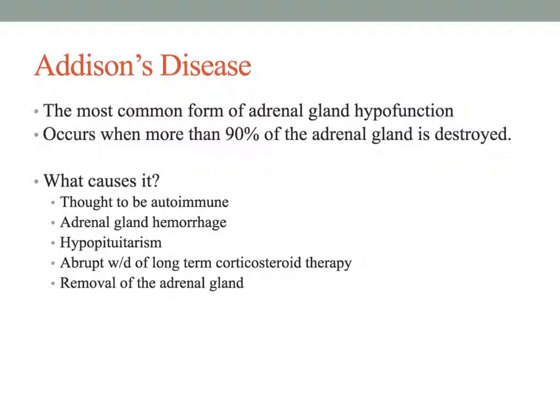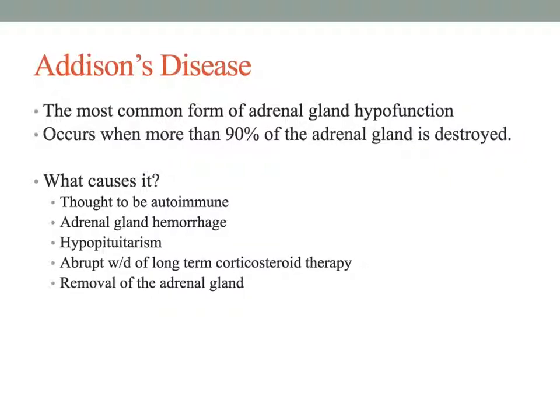Addison's disease is thought to be autoimmune in cause, and it can also result from hypopituitarism, which means that the pituitary is not secreting the hormone ACTH, adrenocorticotropic hormone, to stimulate the adrenals.